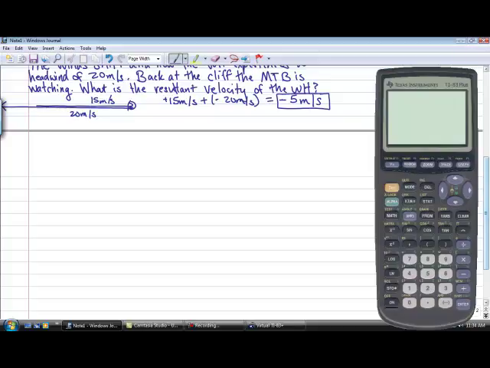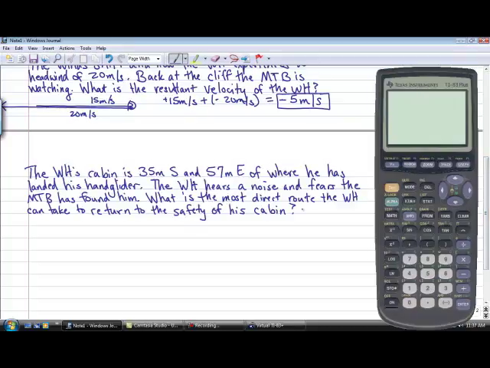If he can get to his cabin, he knows he'll be safe. So let's look at where he does land, and let's work out a problem where he'll get back to the cabin at the shortest route possible. So we have the Weary Hiker's cabin, which is 35 meters south and 57 meters east of where he has landed his hand glider. The Weary Hiker hears a noise and fears the mutant teddy bear has found him. What is the most direct route the Weary Hiker can take to return to the safety of his cabin?